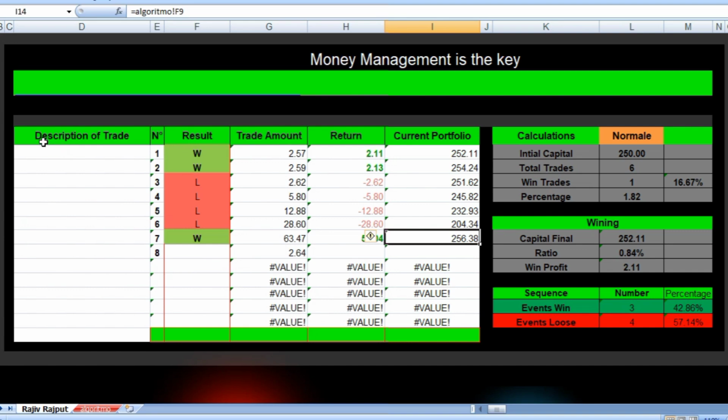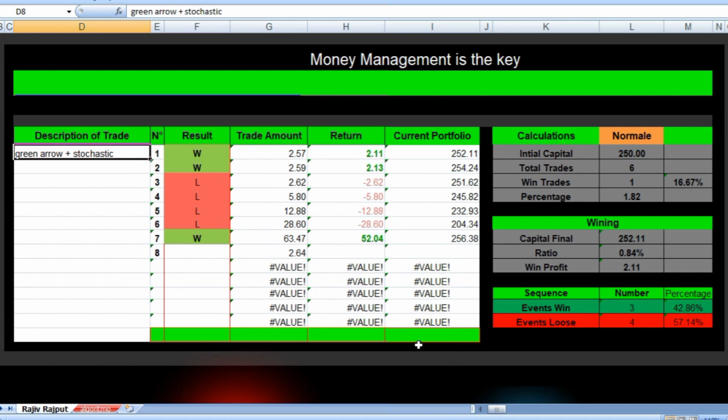And guys, this box is the description of the trade. Here you can write any remark for yourself. Let's suppose you take a trade according to the green arrow and the stochastic, so you can write the green arrow plus stochastic. Basically, here you can describe your trade, on what method or on what basis you have placed your trade. So this is a complete quick review of the money management sheet.